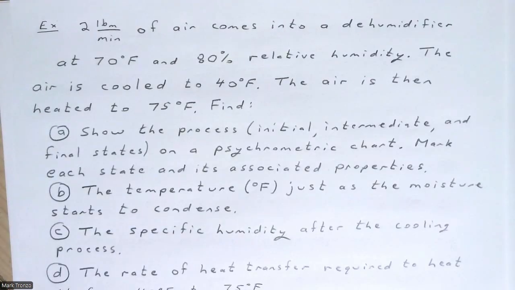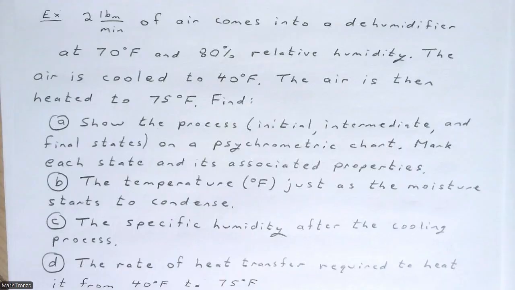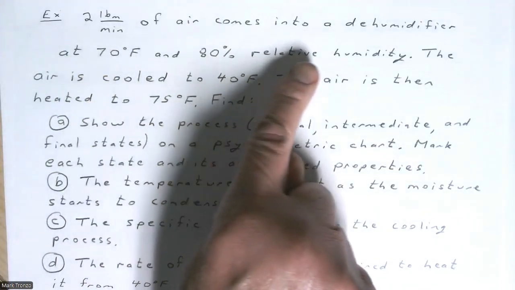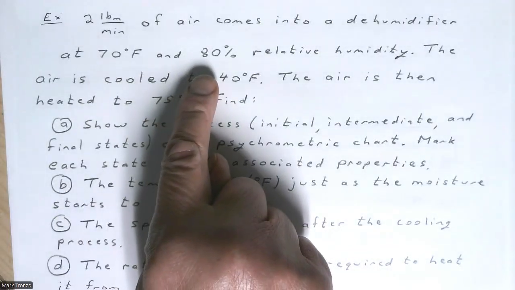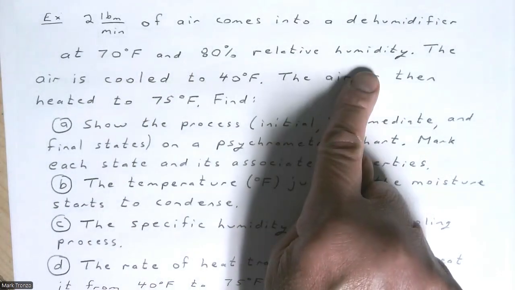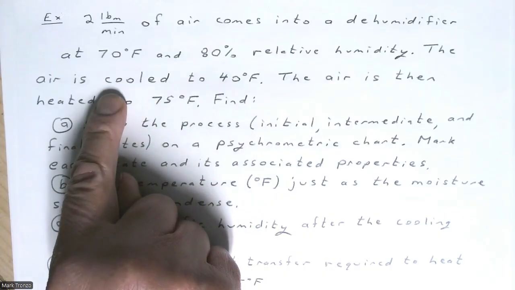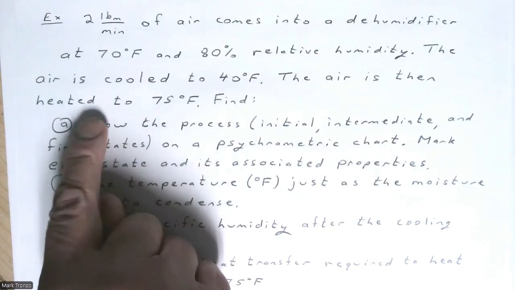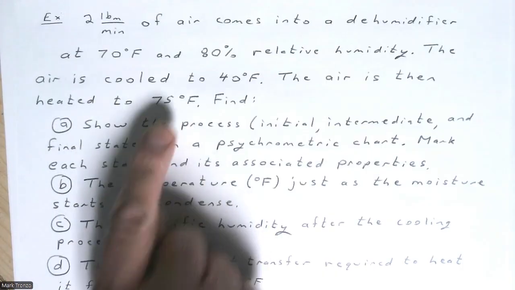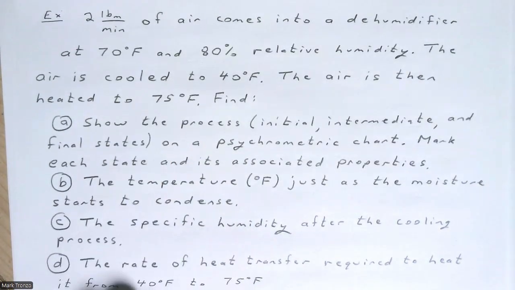We're going to take a look at this problem. Air at 2 pounds per minute comes into a dehumidifier at 70 degrees Fahrenheit and 80% relative humidity. The air is cooled to 40 degrees Fahrenheit. The air is then heated to 75 degrees Fahrenheit. Do the following and find the following.